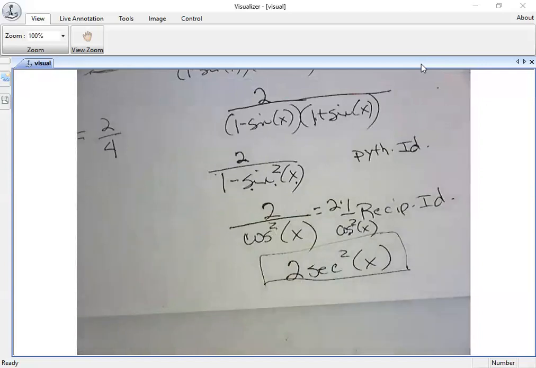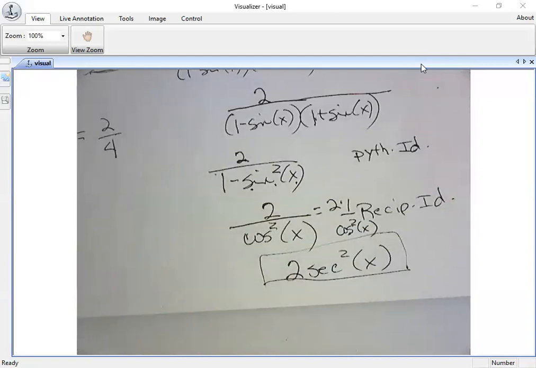And then, since we were trying to get to secant squared, that's when you want to think about reciprocal identities. Because remember, our C's and our S's pair up on those reciprocals. Since cosine's in the denominator, it can go up to the numerator and become secant. And that's how we got to the end. So that's using a lot of the identities here.